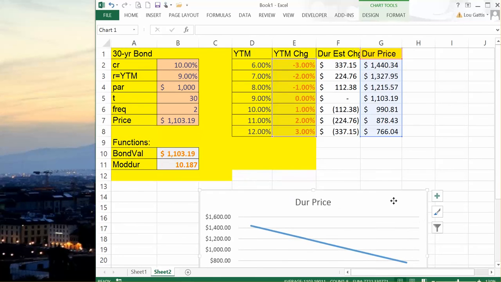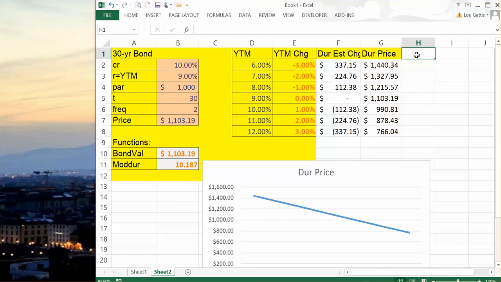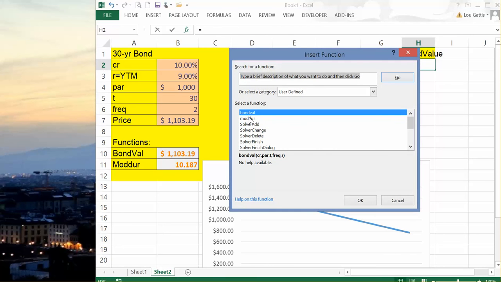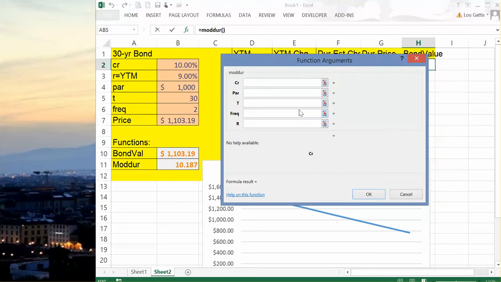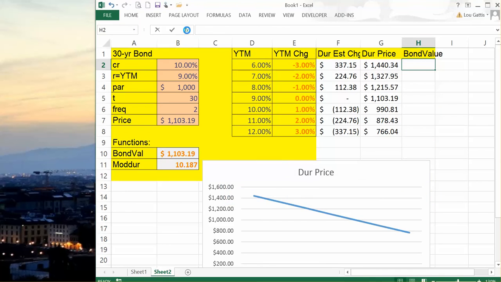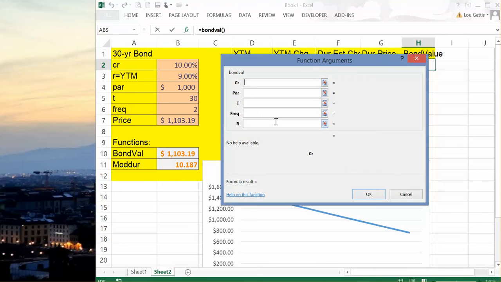Now I'm going to do something here. I'm going to actually value the bond. All right, so why estimate the value of the bond? Let's see what the actual price-yield relationship looks like. So I can insert my bond val function.